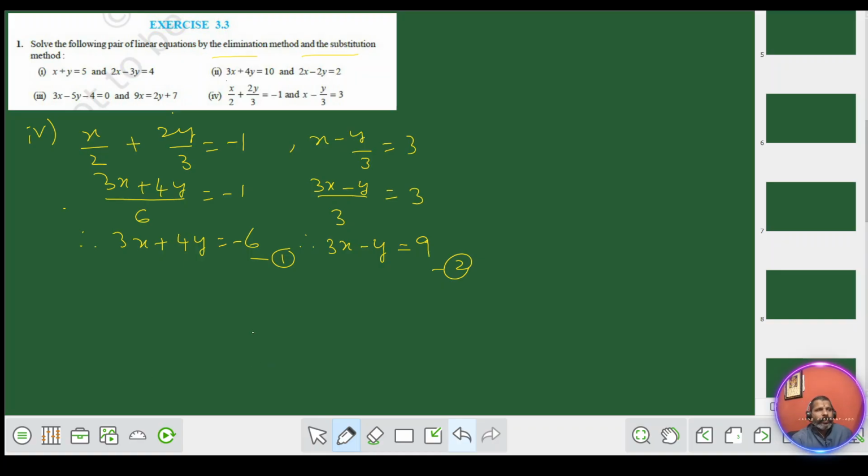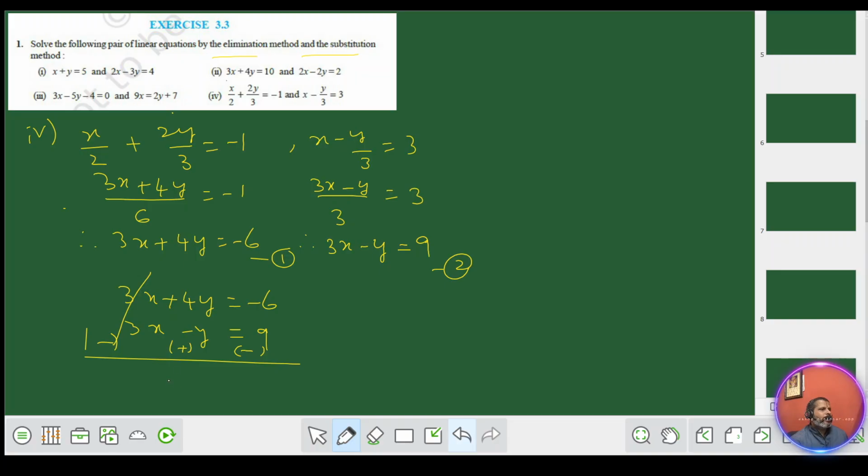If you observe 1 and 2, the x coefficient is the same. So we just write them one below the other. 3x plus 4y equals minus 6, first equation. Then 3x minus y equals 9, second equation. Since the x coefficients are the same, if you subtract one from the other, x gets cancelled. When subtracting, always change the sign of the second equation. If plus, it will become minus. If minus, it will become plus.